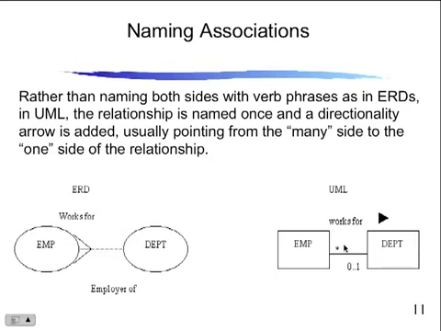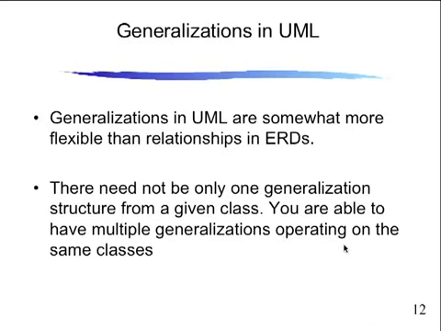So, generalization, an interesting concept. It exists in UML, it's more flexible, but it does not exist in an entity relationship diagram. In entity relationship diagrams, all we have are entities, relationships, and attributes. In UML, we have associations instead of relationships. But we also have generalizations. And then we have different characteristics, so associations and generalizations.